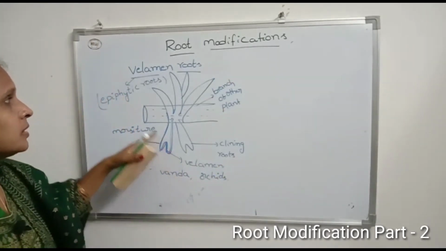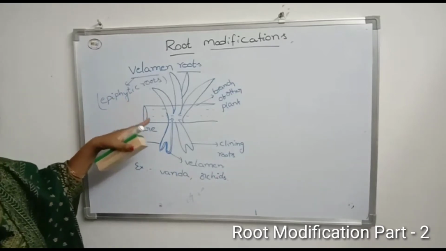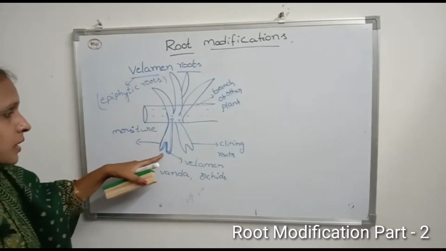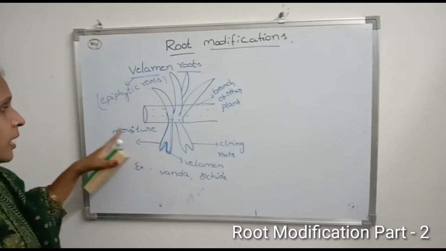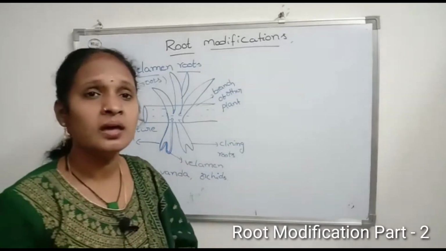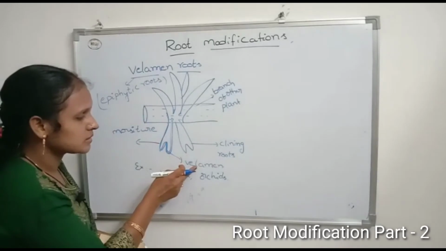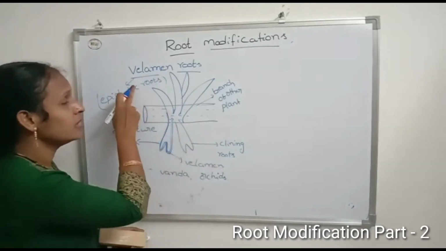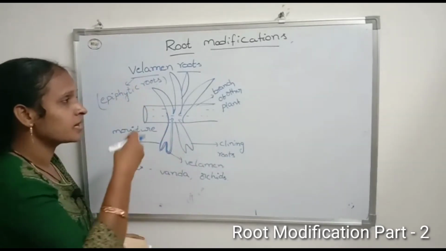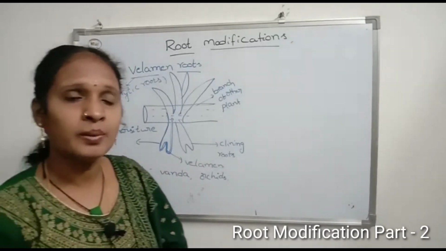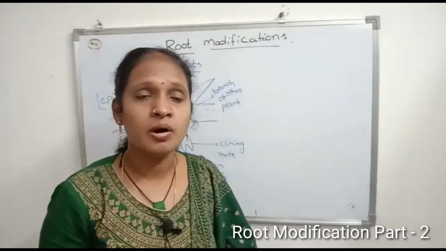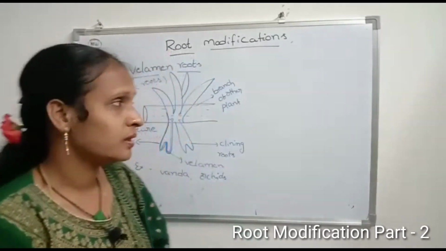Velamen roots. The roots of epiphytes hang in the air and absorb moisture from the atmosphere, and they are modified into special structures called velamen roots or epiphytic roots. What is the use of velamen or epiphytic roots? They absorb moisture from the atmosphere.